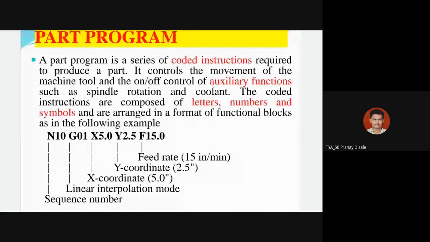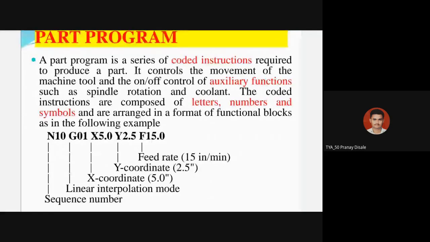X05 means x 5 centimeter, or x 5 mm; the machine will move from 0 to 0.5. We can study this afterwards. Y is the y coordinate, the y direction. F is the feed rate. You might know the feed rate from the CNC lathe machine as well, where we feed while turning. It is the amount the tool will be moved.